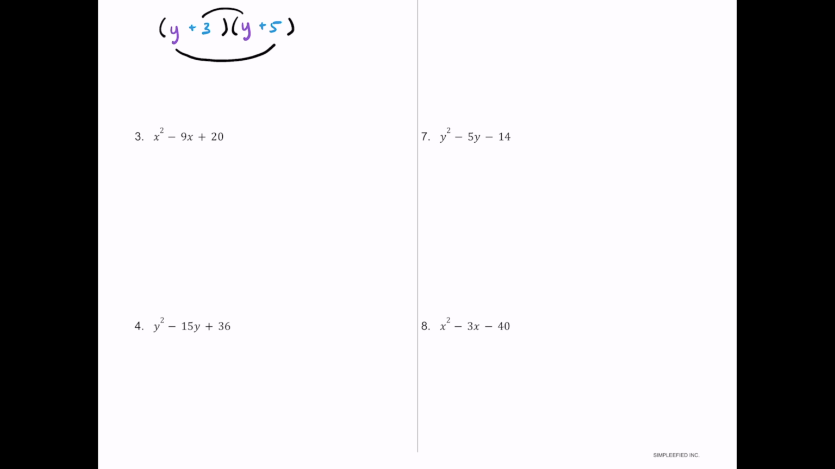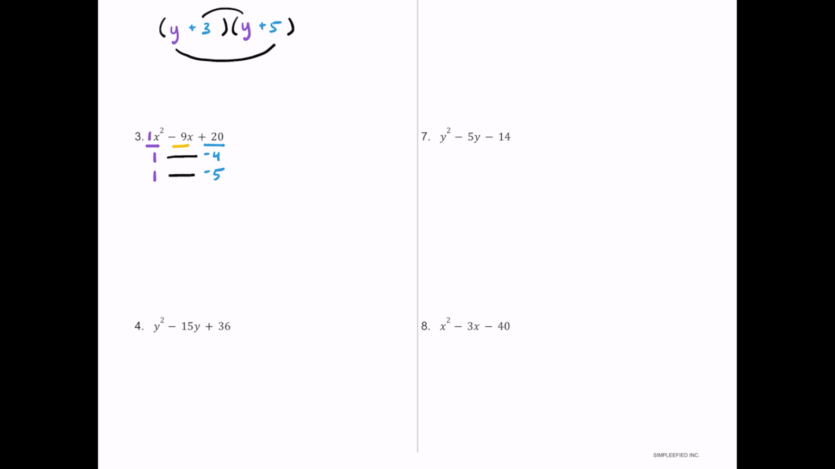Taking a look at number 3, let's put a 1 in front, so that's going to be 1x and 1x. And now for this 20, what I think is 1 and 20, 2 and 10, 4 and 5. I'm thinking of 4 and 5 just because I see the 9, but now be very, very careful because this is a negative 9. This has actually got to be a negative 4 and a negative 5. And that doesn't affect the 20 because a negative times a negative is still a positive. But if you multiply the 1x times negative 4x, this will be negative 5x. Those combine to get negative 9x.